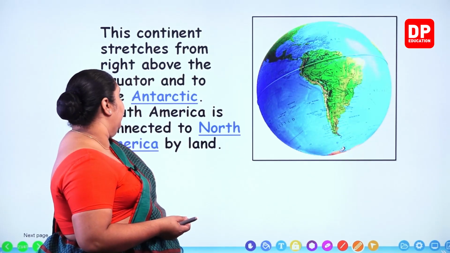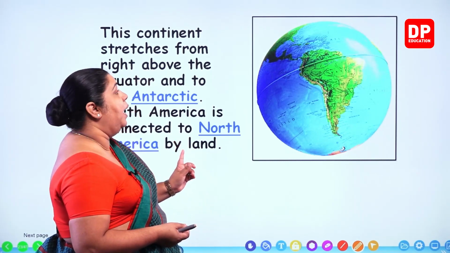And South America is connected to North America by land.